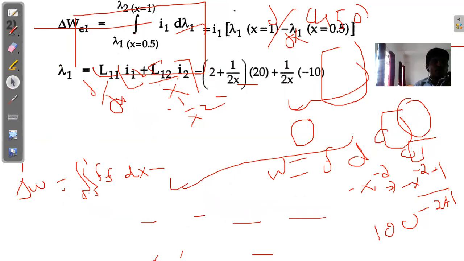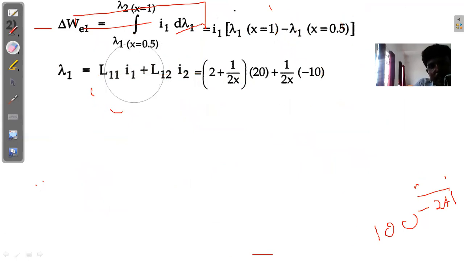Next, we are going to find out how much input energy is given to each electrical source with respect to the multiple excited system. That parameter we are going to find out.